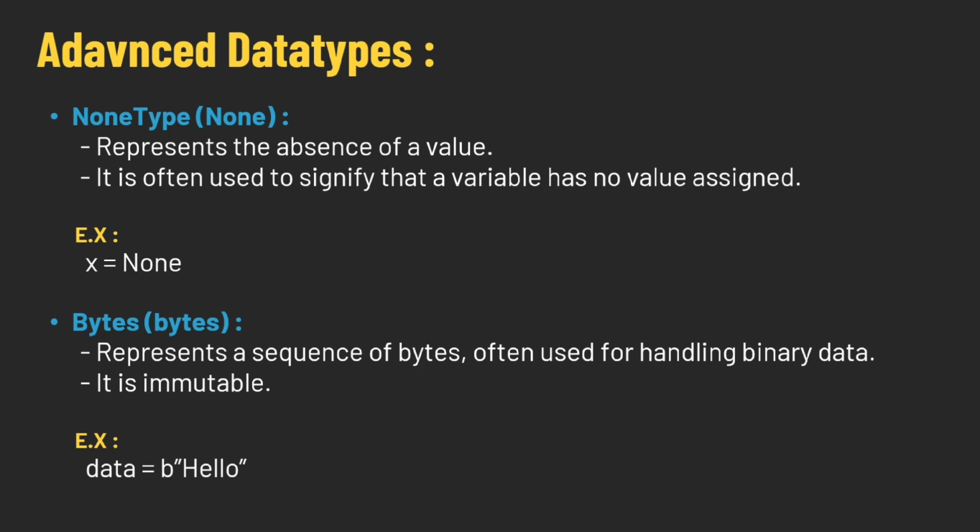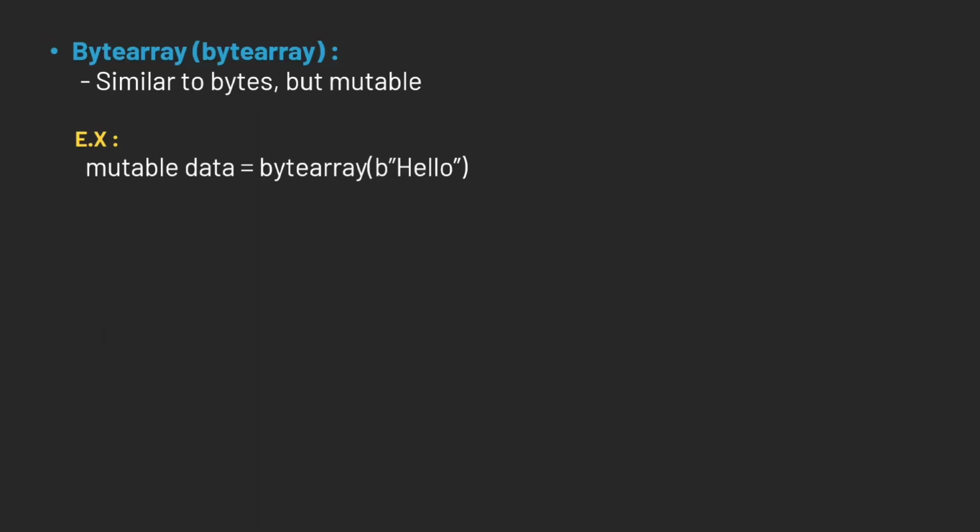Second, bytes. Imagine a sequence of bytes like a stream of data. It is used for binary data, for example, files, network communication. It is immutable. Once created, you can't change its content. For example, data is equal to b'hello'. Data holds the bytes for the word hello. Remember, these data types serve specific purposes, None for uninitialized value and bytes for handling binary data.